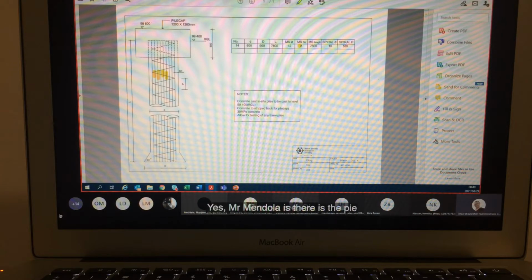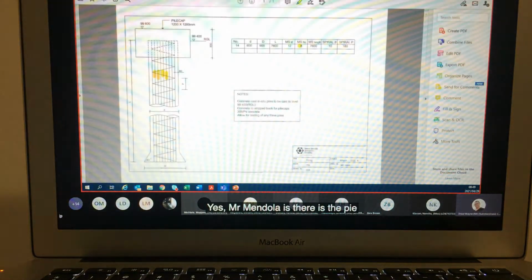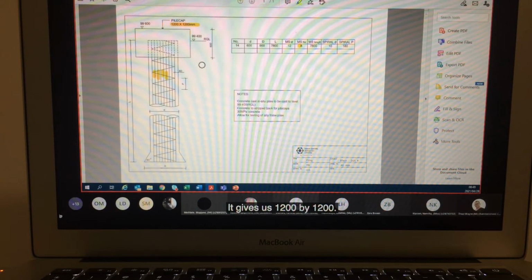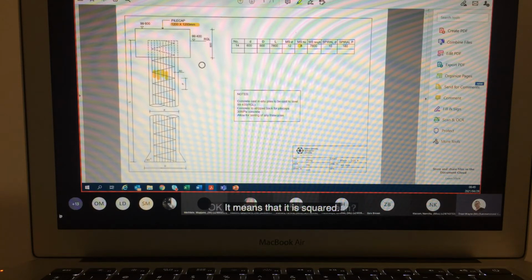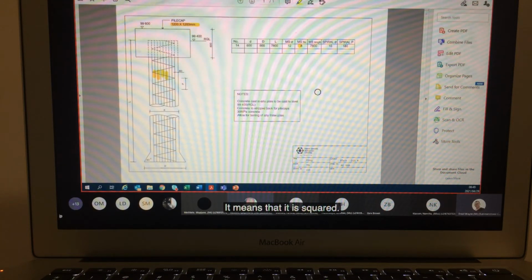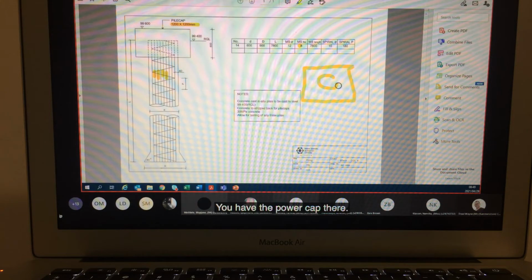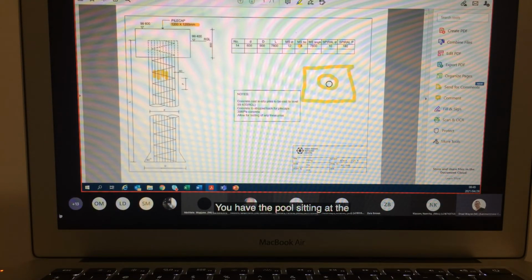Excuse me, sir. Yes, Mr. Madolo. Is the pile cap square or rectangular or circular? Mr. Madolo, you can see there, it gives us 1200 by 1200. So what does that mean? It means that it is square. If I can draw this from the top, you'd have the pile cap there, you'd have the pile sitting at the bottom of that. I should have drawn that dotted line, but that is 1200 by 1200 with the pile sitting underneath there.